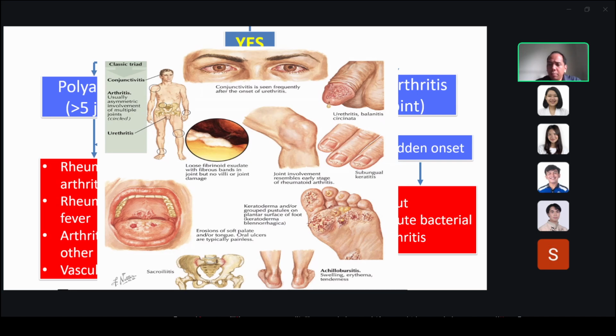Then, we also have what we call keratoderma blennorrhagicum. There are keratoderma and or grouped pustules on the plantar surface of the foot. So, you check their hands and their feet, no? There may be skin lesions. Then, there is tendinitis like this one in the Achilles tendon as well as joint involvement in the hips. And try to check the oral lesions. You may also see swelling.